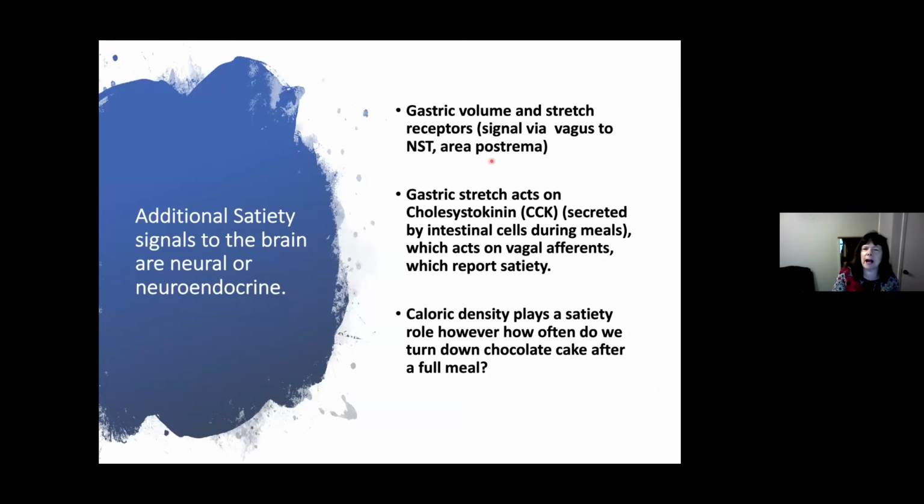And as I mentioned, gastric volume stretch receptors, these are all important. They signal via the vagus nerve and the area postrema. And as I've already talked about, cholecystokinin. And again, the vagus nerve gets involved, all reporting satiety. And then the other thing is caloric density. And it's supposed to play a satiety role.